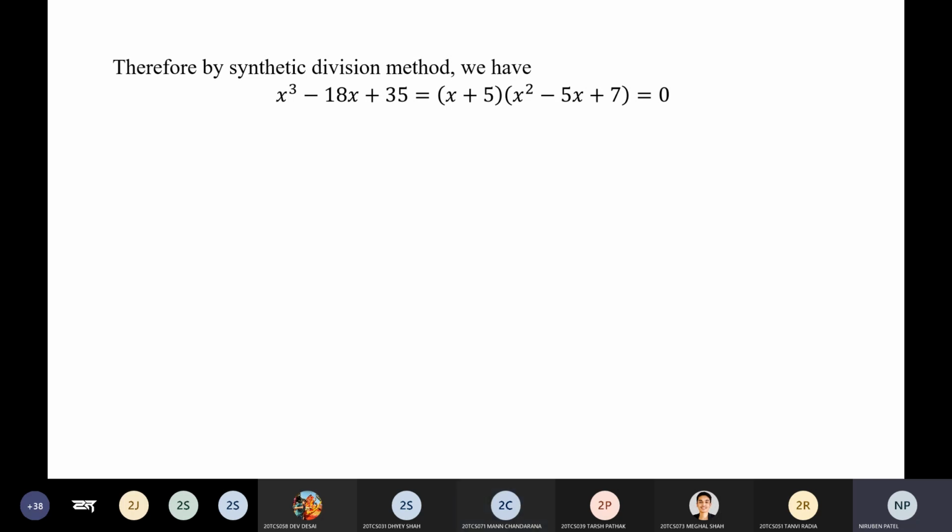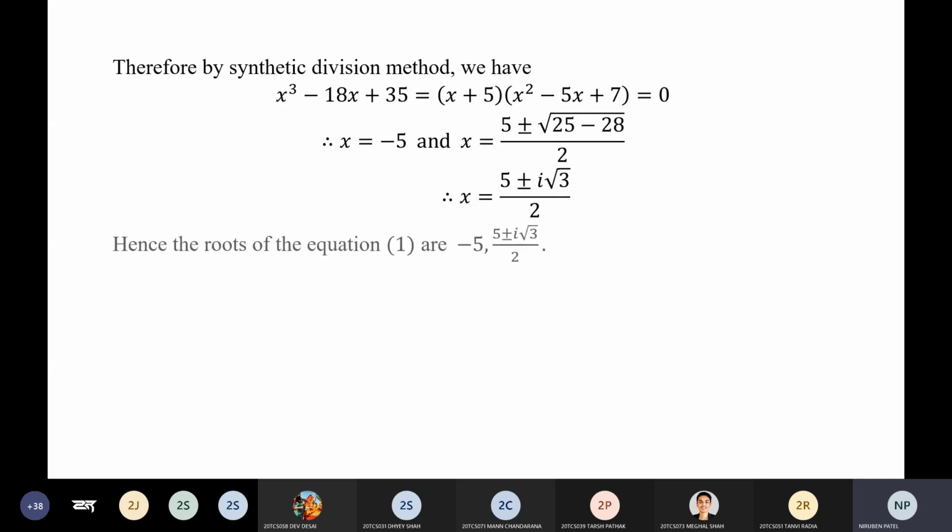What are you saying, beta? And the two roots are 5 plus or minus iota root 3, whole divided by 2. Yes, 5 plus or minus i root 3 upon 2, right? So the roots are minus 5 and 5 plus or minus iota root 3 divided by 2. So complete this work.